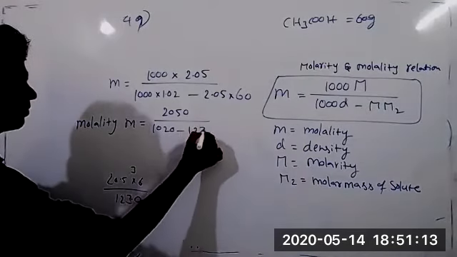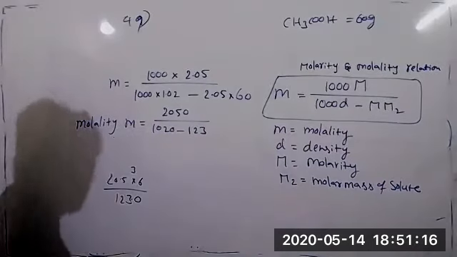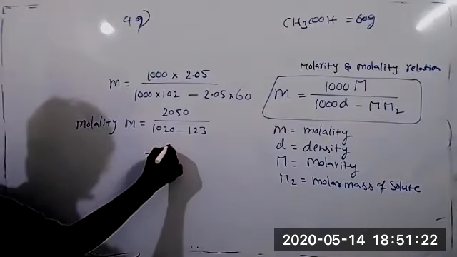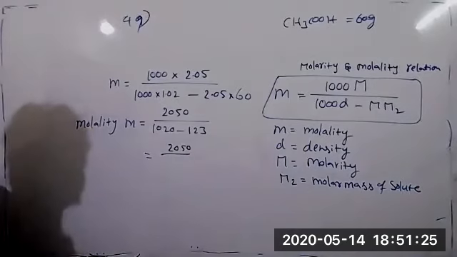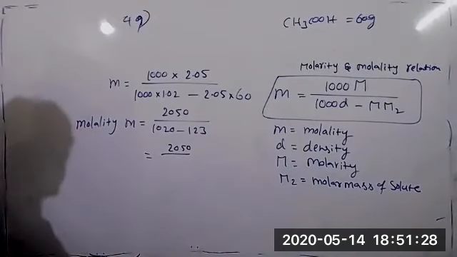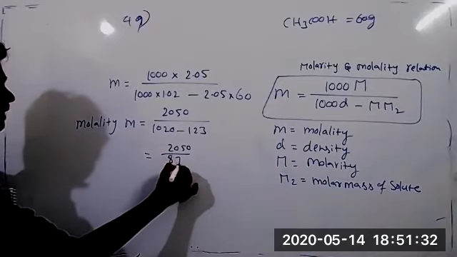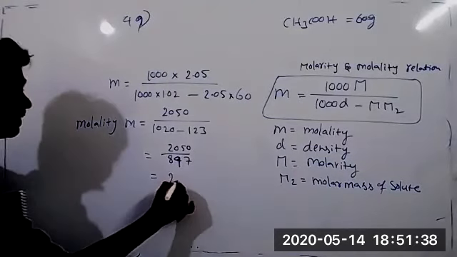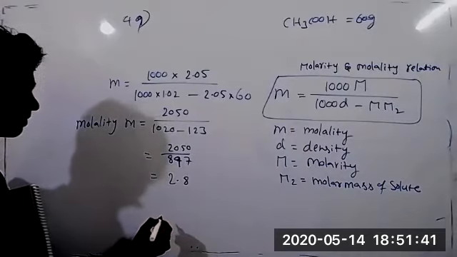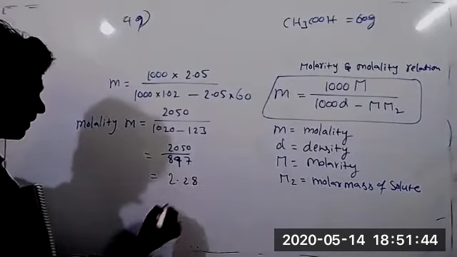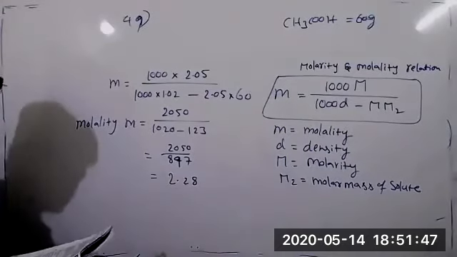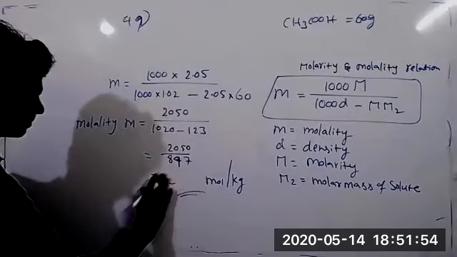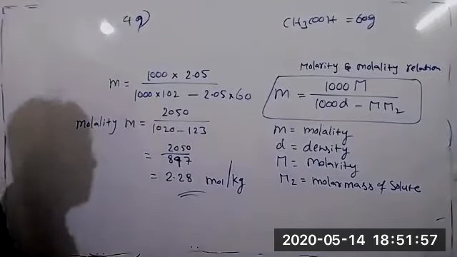2.05 into 60 is 123. So 2050 divided by 1020 minus 123, which is 897. This divided by 2.28... yes, 2.28 mole per kilogram. Note down this formula, very important.